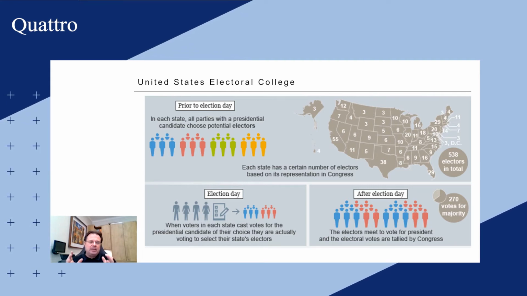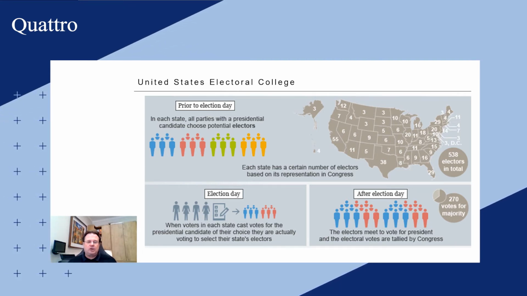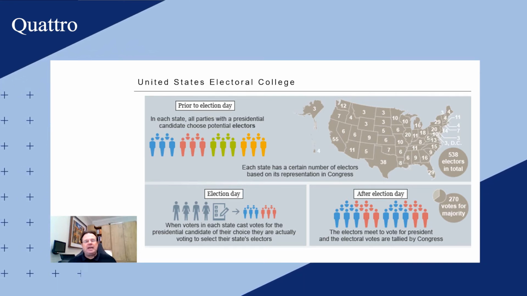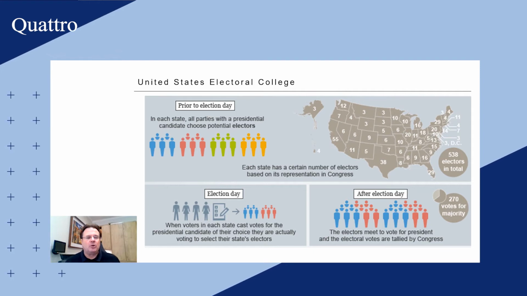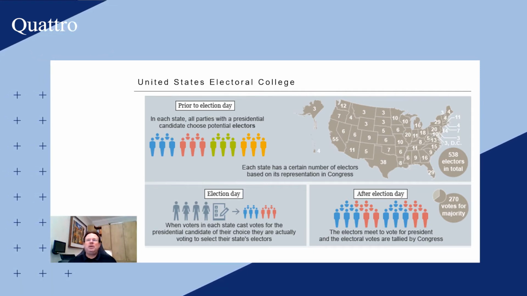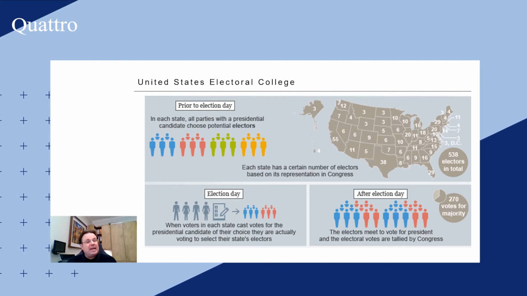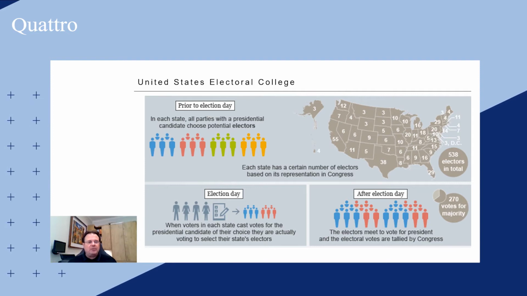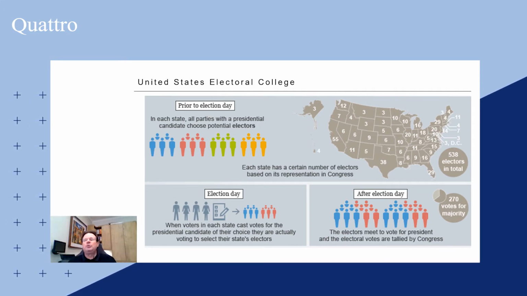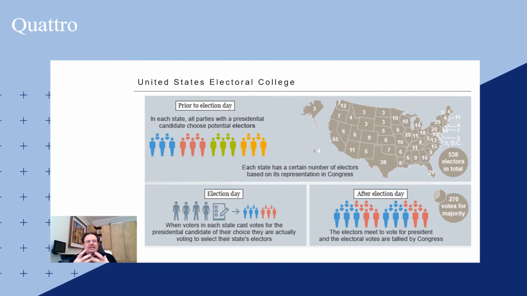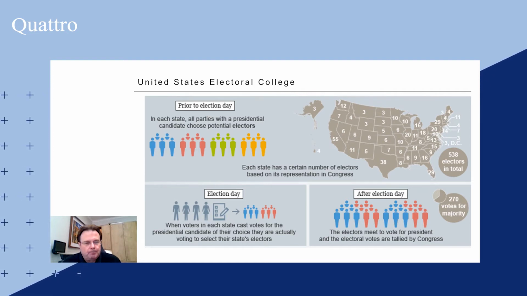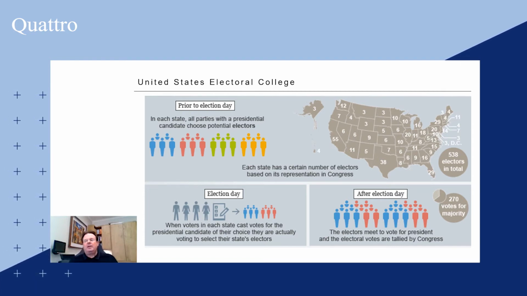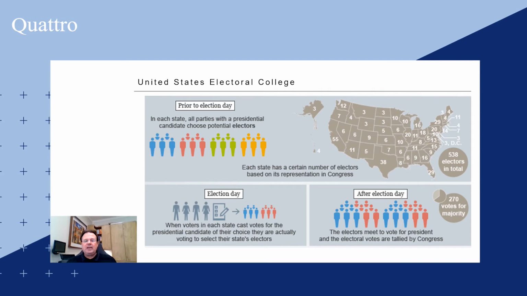So how does this work practically? Before you get to the presidential election, each political party nominates 538 people to be possible electors. These people are typically long-standing members of the political party. They live in various states around the US. They are loyal to that political party, and they stand as an elector. So the Democrats and the Republicans have in the background these 538 electors.